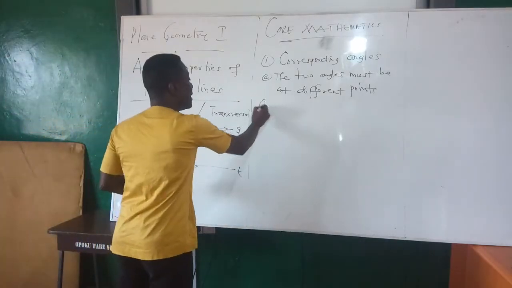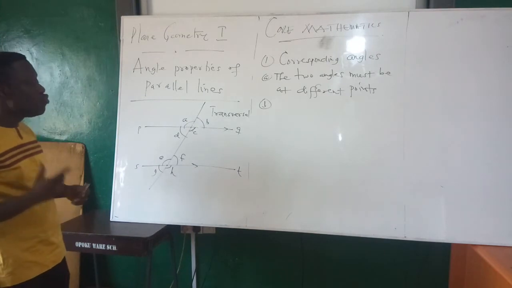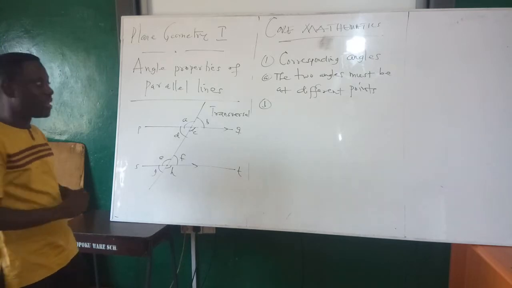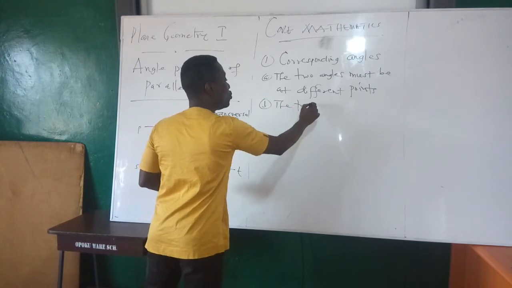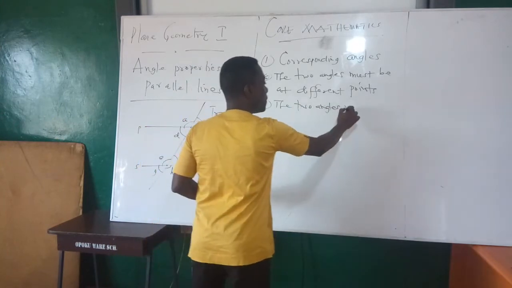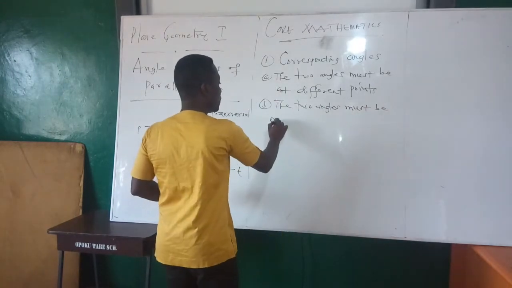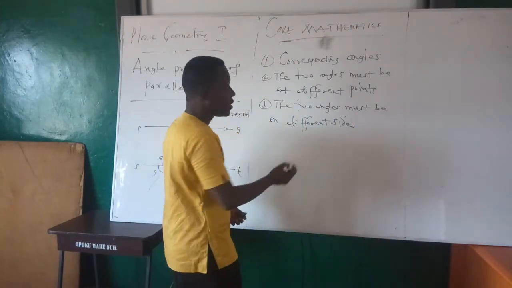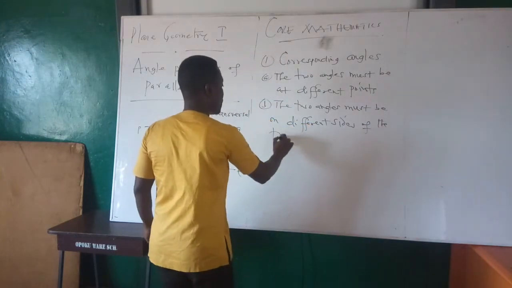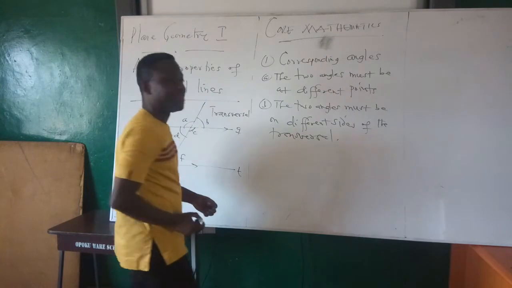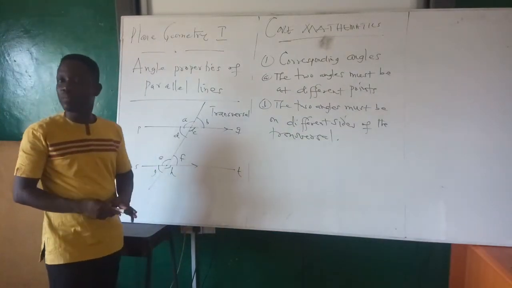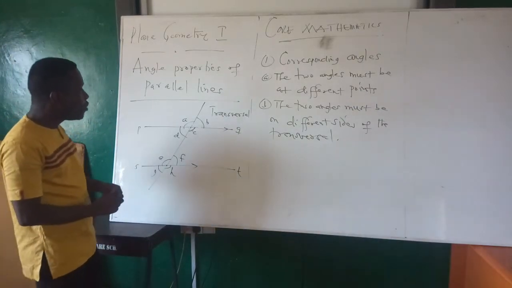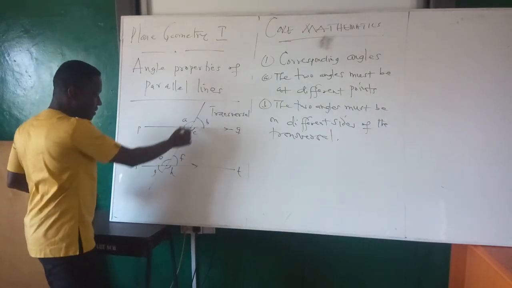Take note. Now the second indicator I'm going to give you is that the two angles must be on different sides of the transversal. Now, what does that mean? We know the transversal. This is the transversal. In my setup, this is my transversal.